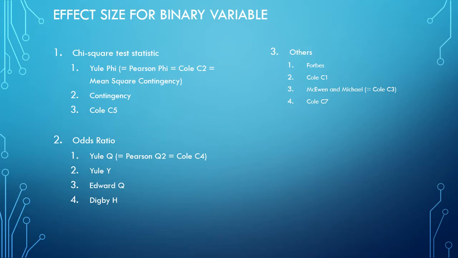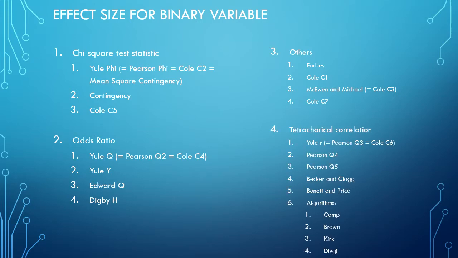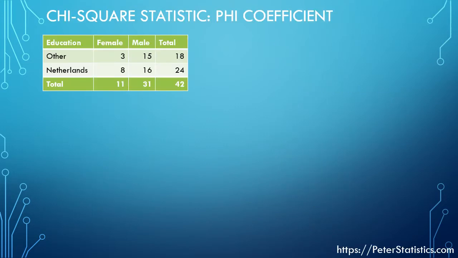A whole other category are so-called tetrachoric correlations, which includes Yule R, Pearson Q4, Pearson Q5, something from Becker and Clark, Bonett and Price, and there are also some software algorithms from Camp, Brown, Kirk, and Digby. I won't go into the details of all of these. I'll just try to show you how they somewhat link to each other. So the first one I want to talk about is the Phi coefficient.